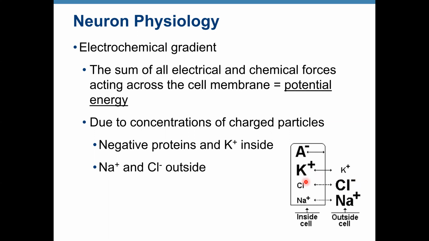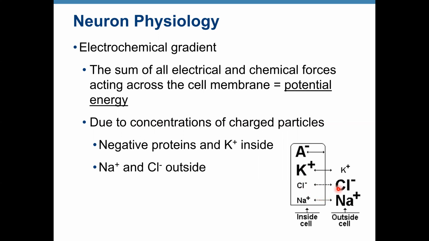Now what do we have inside? Inside we have lots of potassium, and we have negatively charged proteins. We do have chloride ions inside as well, less than outside, and we have very little sodium inside, right? Sodium chloride outside, potassium and negatively charged proteins inside.